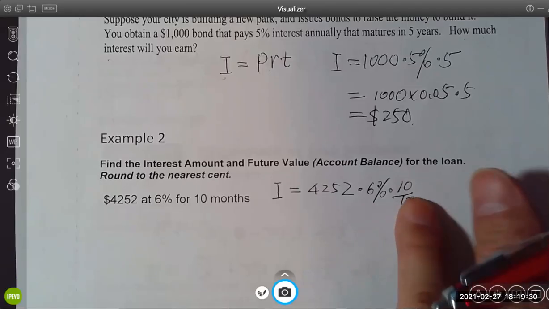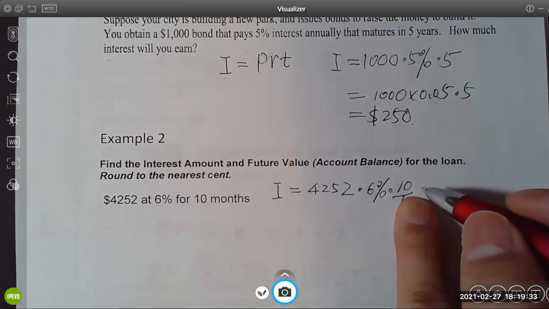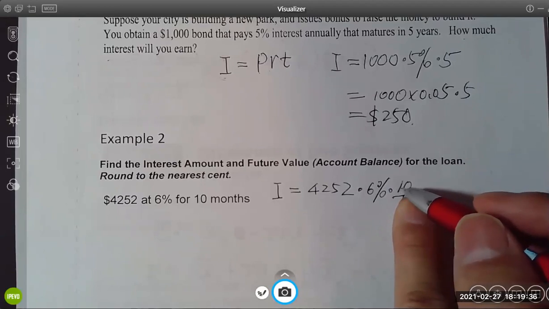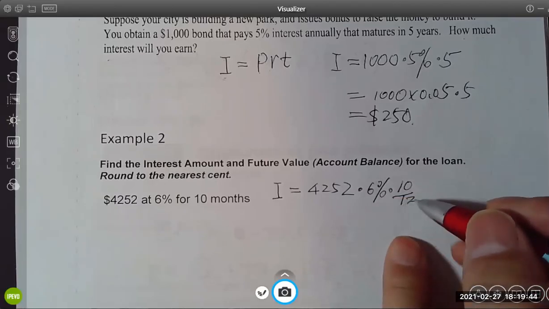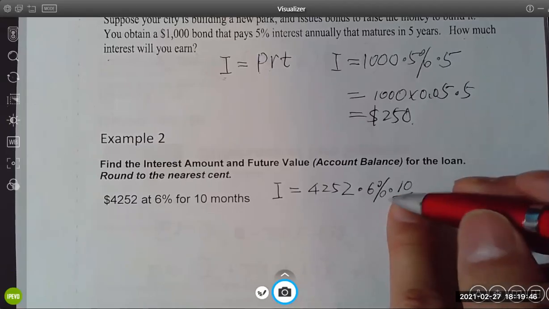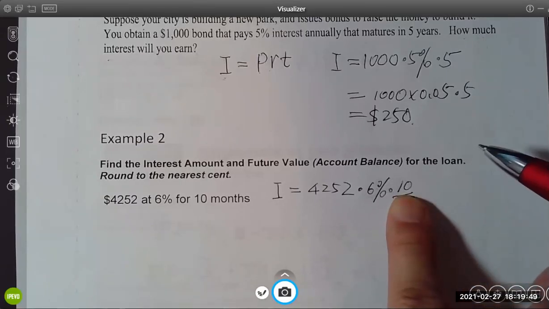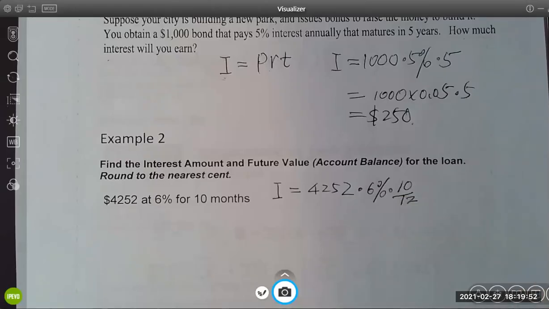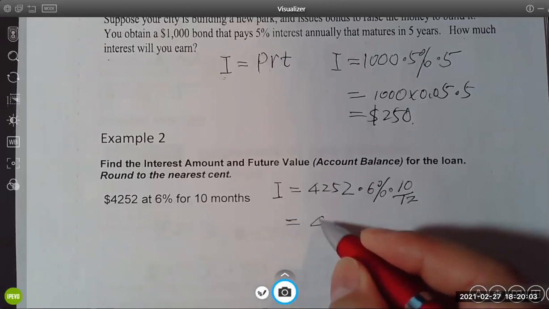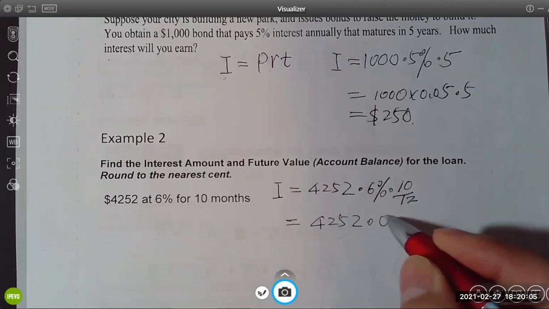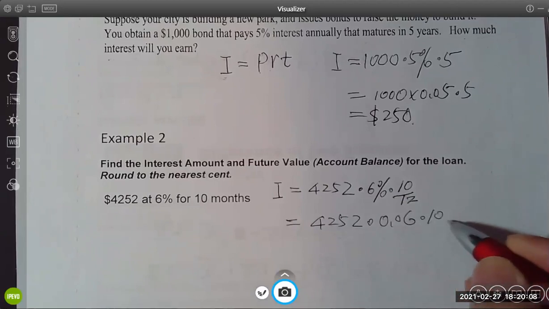If you don't divide by 12, if you times 10 directly, you overpay by 12 times as much. And because 10 months is supposed to be less than a year, you're supposed to pay less than 6%. Without the dividing by 12, you not only pay 6%, you pay 10 of those. So that's way overpaid in interest. And nobody wants to borrow the money to pay this much. You're going to bankrupt really, really fast. So now let's do the calculation part. 42.52 times 0.06 times 10 divided by 12.